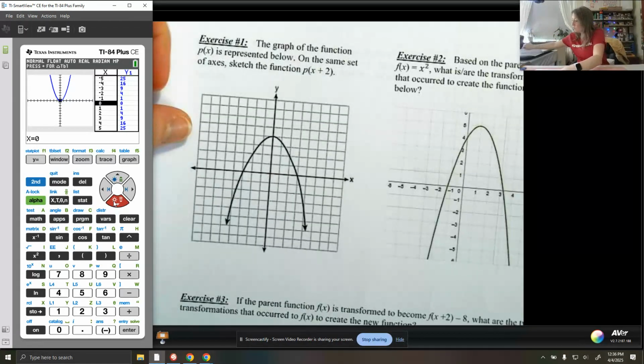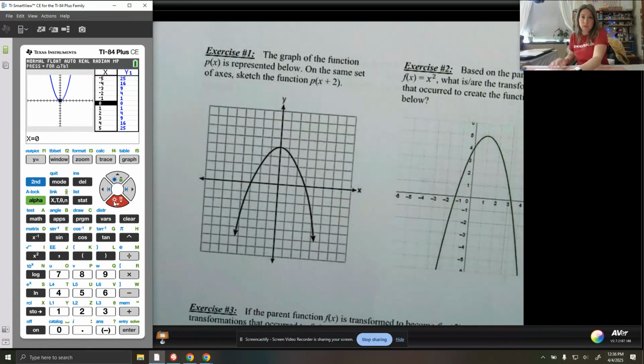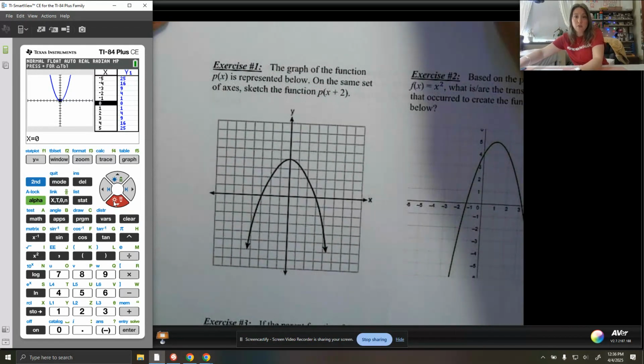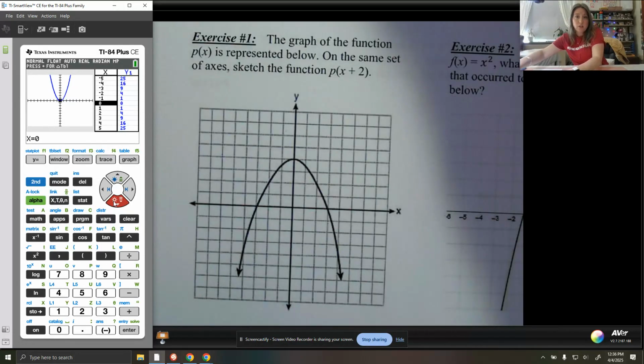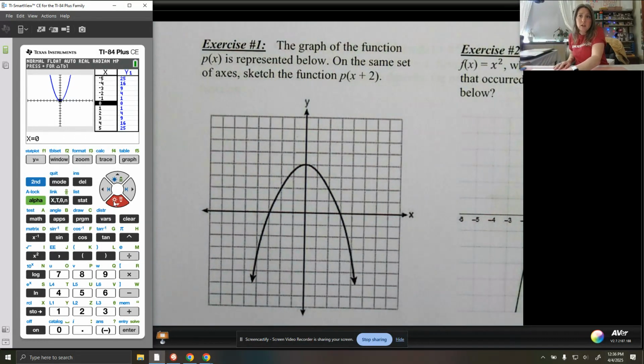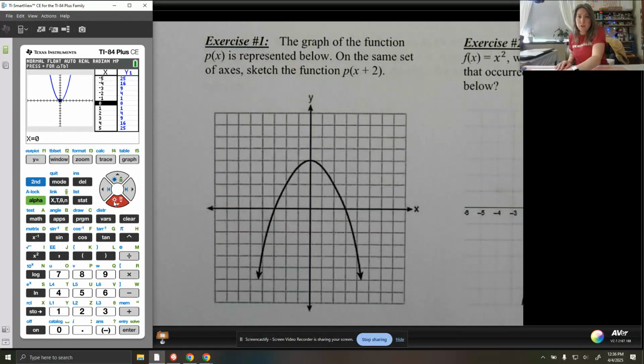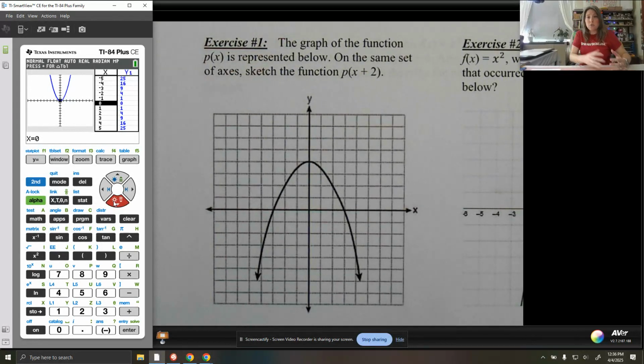So how do questions like this get asked? Well, in exercise 1, this is actually a former Regents question that I did really like. I thought it was pretty straightforward. It says, on the graph of the function, this is p of x. So here's p of x. Great little quadratic. On the same set of axes, sketch the function p of x plus 2. Okay, now wait, I'll keep this handy.